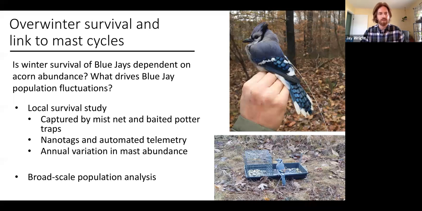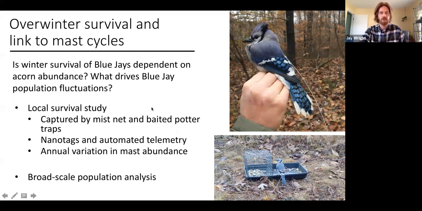So there are 2 ways I'm doing this. First, through a local survival study. Here I'm capturing birds, and you've already seen some of these birds that I captured. I color band them, and then I put a radio transmitter on them, pretty much the same kind of transmitter as inside the acorns, just bigger. Then I monitor their survival throughout the winter period, using both handheld radio tracking and also automated telemetry, which I'll talk about in a second.